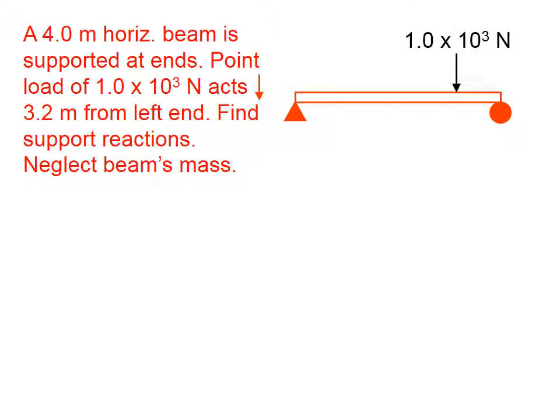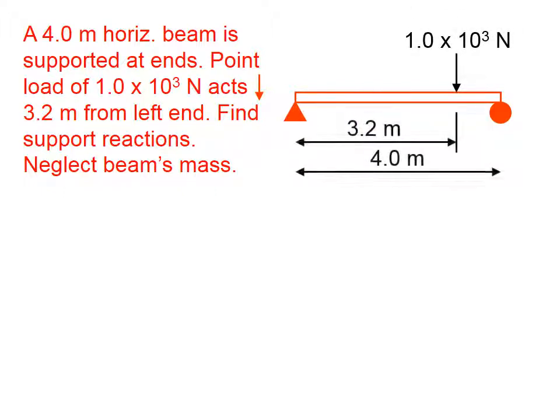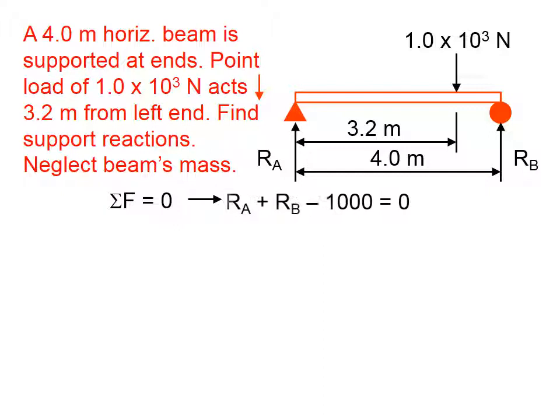We've got a point load of about 1,000 newtons that acts 3.2 meters from the left end, and we're asked to find the support reactions, which means we're asked to find the forces that are acting on the beam upward at the left end and the right end to hold the beam up. We're assuming that the beam's mass is negligible for this problem. So, for this beam to be in static equilibrium, the forces have to be balanced and the torques have to be balanced. So we're going to write two equations.